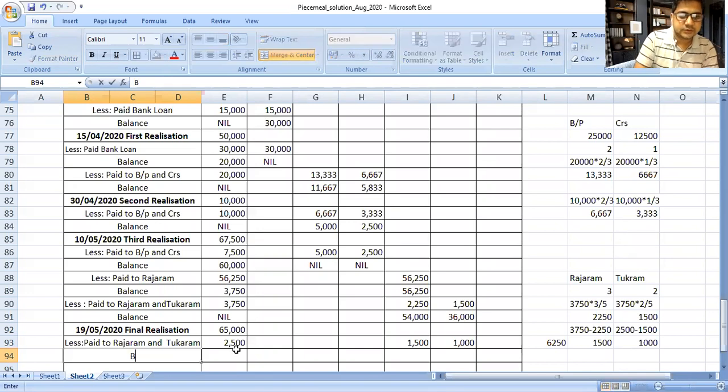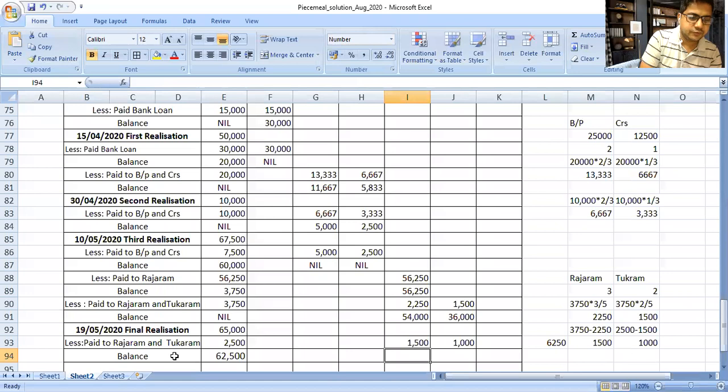The balance. Now what will be the balance available? 65,000 minus 2,500, the rest of the balance is 62,500. What about Rajaram's balance? 54,000 minus 1,500. It means 52,500. And what about Tukaram's balance? 36,000 minus 1,000. It means 35,000 balance available.